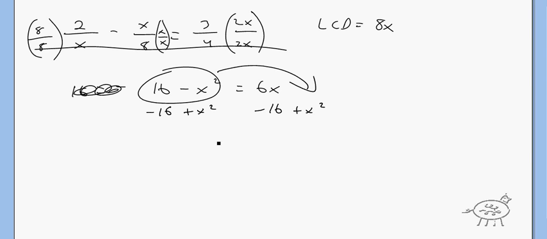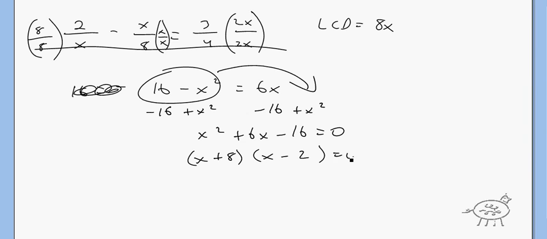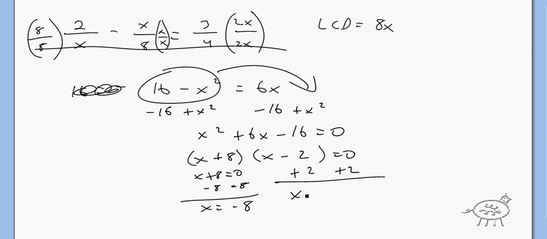Okay? And I get x squared plus 6x minus 16 equals 0. And then I factor that, x and x, plus 8 and minus 2. So I solve that, x plus 8 equals 0, and subtract 8, x equals negative 8, and add 2 to all sides. So x equals 2. So 2 and negative 8. Go back to my original problem.